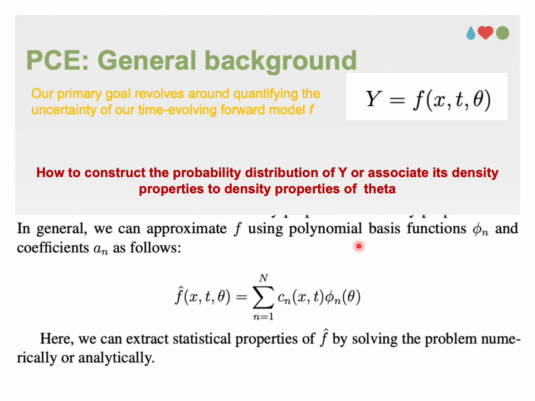Polynomial chaos expansion is a deterministic approach where we approximate f as a polynomial series involving orthogonal polynomials phi n. The truncated series shown by f hat is trained by a fixed number of model results, mainly to determine the polynomial unknown coefficients Cn. Once these coefficients are calculated, we replace the model by the PCE and evaluate the polynomial series for different input samples. This is why the technique is computationally efficient.